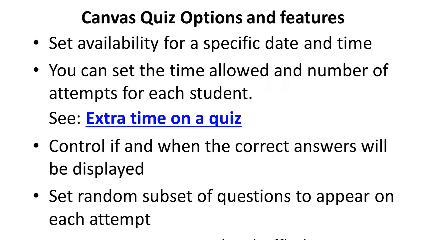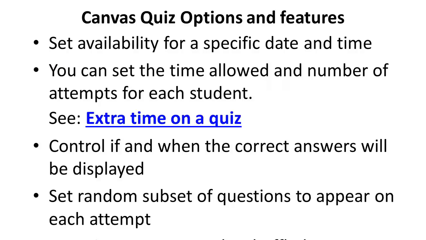You can control if and when the correct answers will be displayed. If you don't want to have the students know what the correct answer was, you can hide that feedback and just tell them they got the question correct or not, or just give them their score. You can set random subsets of questions to appear on each attempt. So you can pull your questions from a question bank, or you can set up a number of questions so that each individual student will have a separate set of questions.